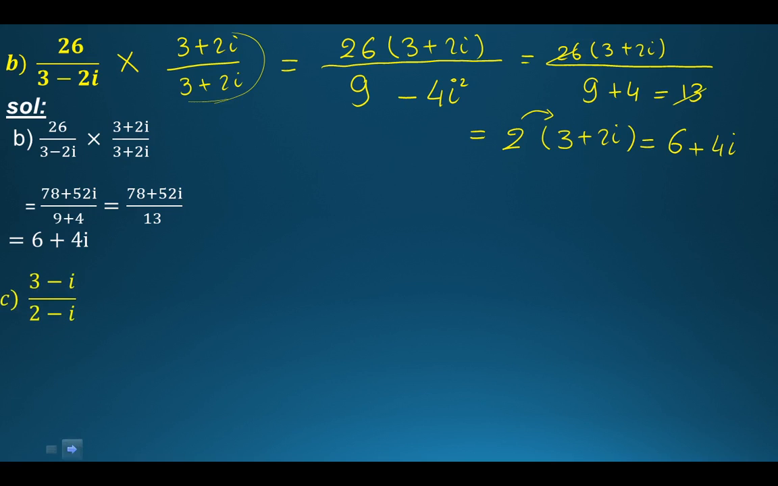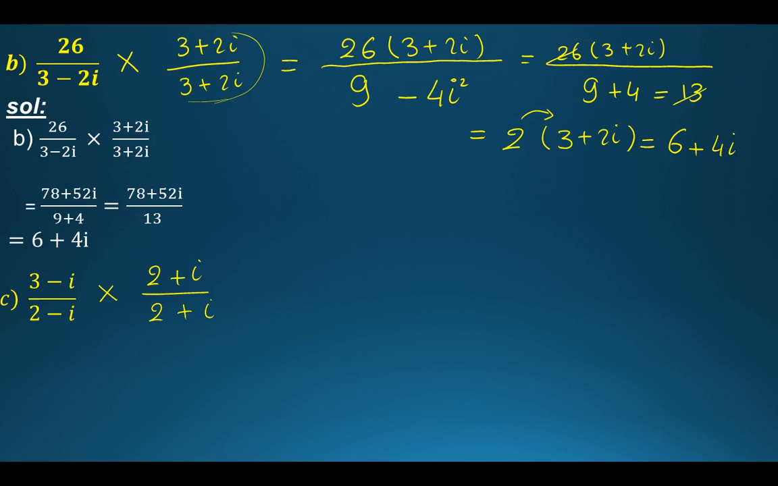Okay? Another example. Here we want to simplify 3 minus i over 2 minus i. So we are going to multiply top and bottom by the conjugate of 2 minus i. What is the conjugate of 2 minus i? Very good, excellent. The conjugate of 2 minus i is 2 plus i. So we are going to multiply up and down by 2 plus i.